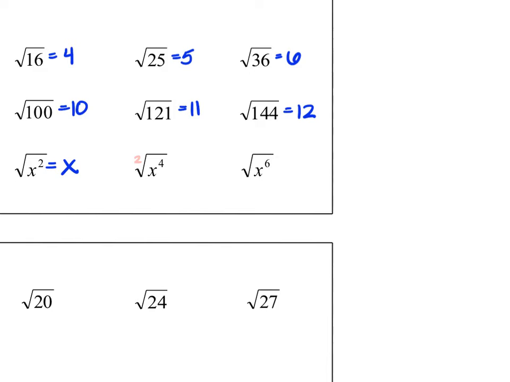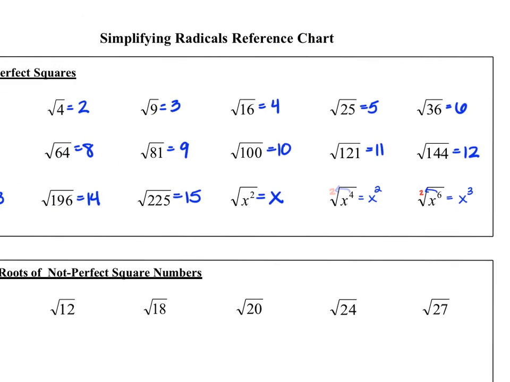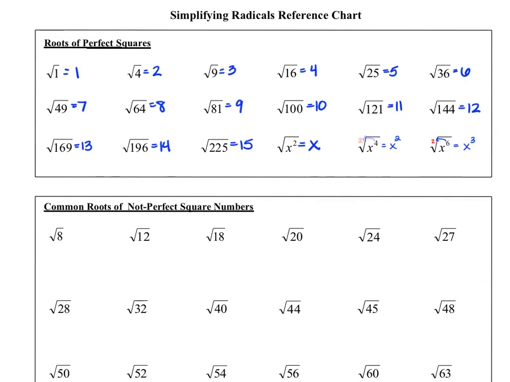So all you have to do is divide 4 by 2. The square root of x to the 4th is going to equal x squared. If there were a 2 here, which there is, but it's imaginary, you're not going to really see it written. The square root of x to the 6th would be whatever 6 divided by 2 is. So that's going to be x cubed. When you're trying to simplify radicals that have variables raised to an exponent, you want to get the exponent to be an even number so you can divide it by 2.